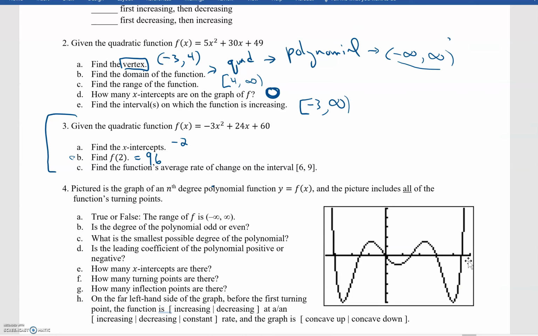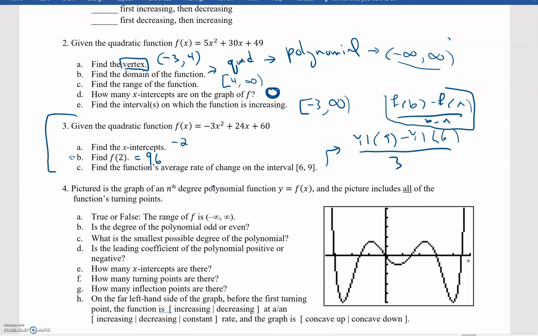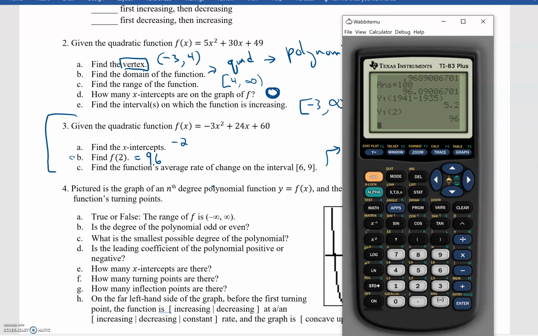Okay. Part C, find the function's average rate of change in the interval 6 to 9. There's a couple of ways to do this, but I'm going to do it like this. I'm going to do y1 of 9 minus y1 of 6 over 3, because that's 9 minus 6. So this is the function. What I'm using here is f of b minus f of a over b minus a. That's the average rate of change formula. I could do this using delta list, but that's sort of overkill since I'm only doing one.